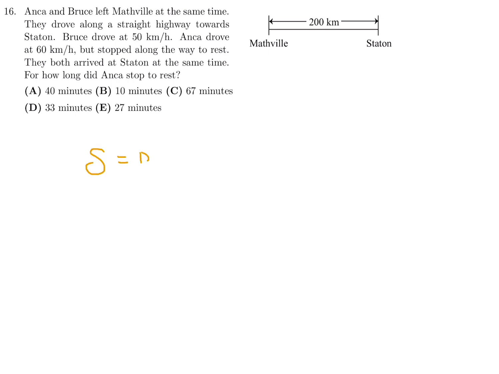Speed is equal to distance over time. Time is equal to distance over speed. First, let's talk about Bruce. Bruce, his distance, of course, 200. His speed is 50. So his time is 4. Right? 4 hours.